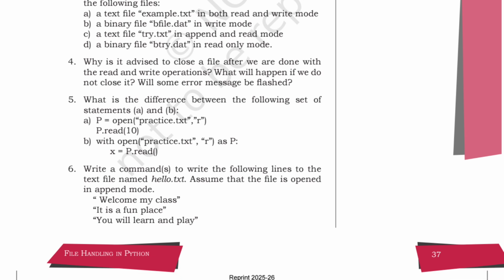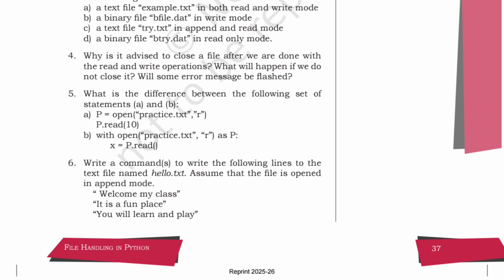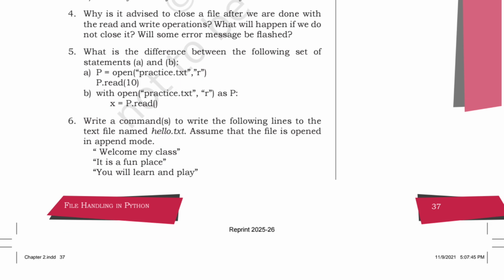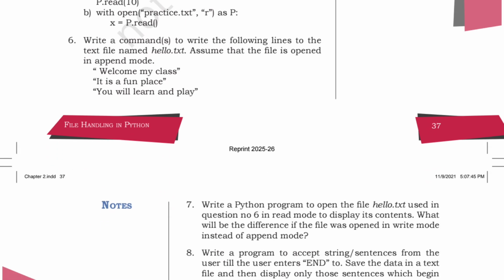Write commands to write the following lines to the text file hello.txt. Assume that the file is open in append mode. Commands you have to write for opening it in append mode. For a binary file, you have to take appending mode as ab, append binary. Okay.